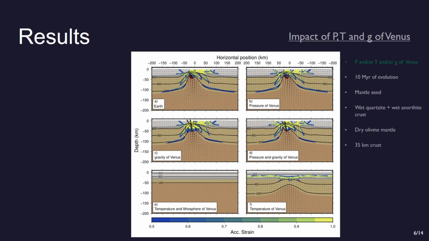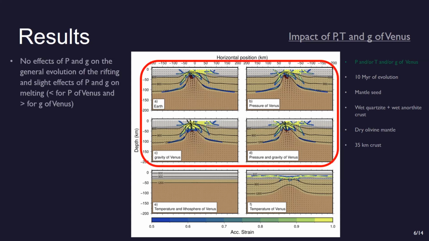So next, you can see that panel A is the Earth model, which we just saw. And in B, we added the pressure of Venus. In C, we only have the gravity of Venus. And in D, we have the pressure and gravity of Venus combined. And you can see that there's not really that much of a difference. It all shows asymmetric rifting, more or less similar. So this is not the big game changer.